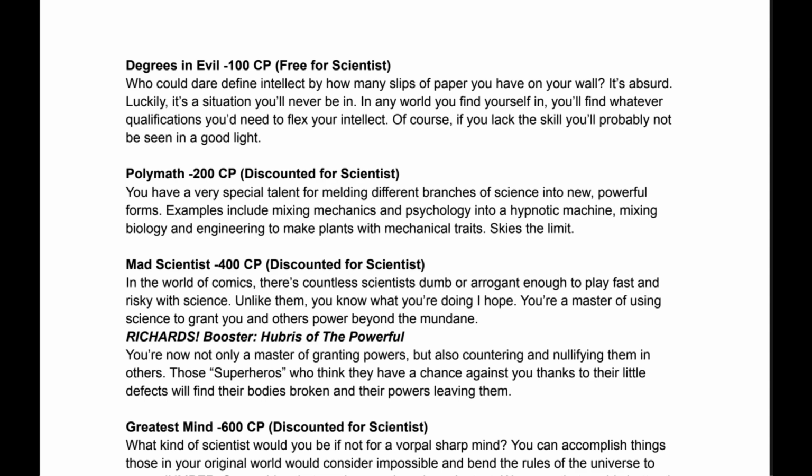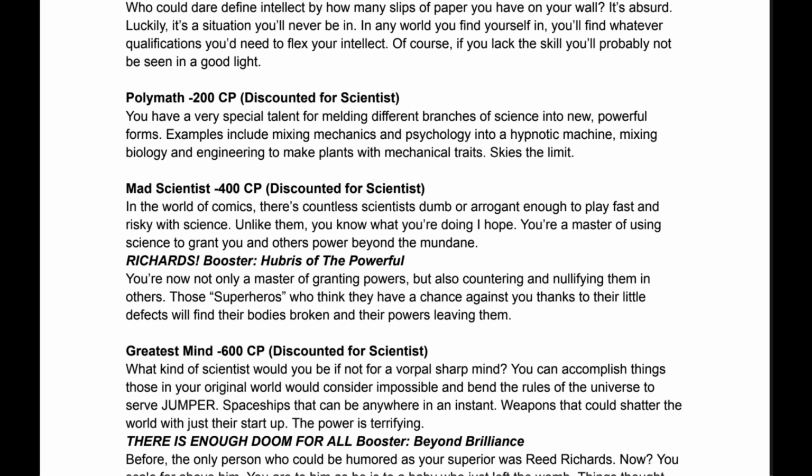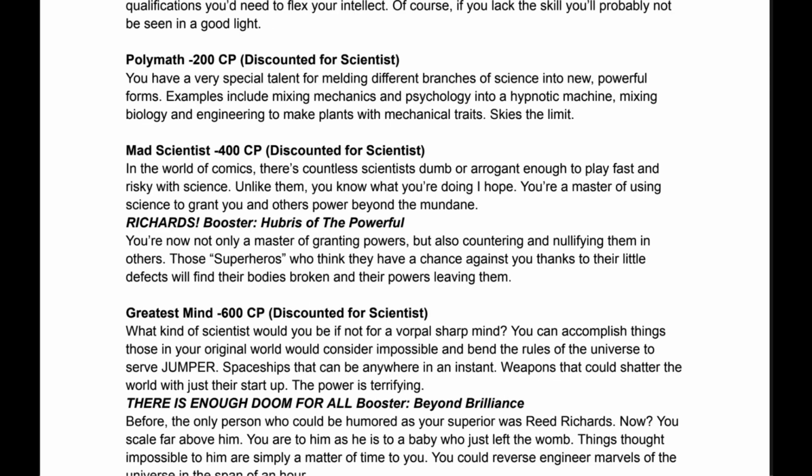Polymath makes it so that you are able to mix different branches of science into new, different forms. You could mix mechanics and psychology to create a hypnotic machine. You could mix biology and engineering to make plants that have mechanical traits. Now, obviously, this is a perk that is very powerful if you are creative and also a little bit silly. And that's very handy for a lot of jumpers, because if there's something that a lot of jumpers tend to become after a while, it is both creative and silly once you have enough perks.